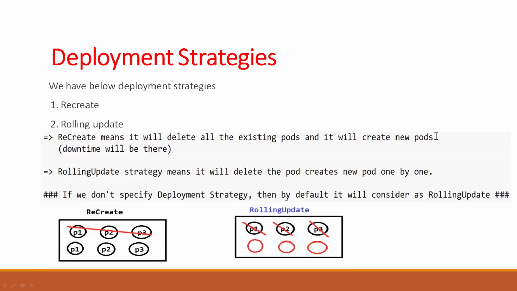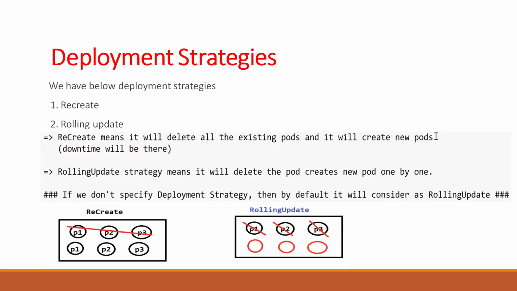So what are the deployment strategies? We have the following deployment strategies: recreate and rolling update. Recreate means it will delete all the existing pods and create new pods. Downtime will be there. A rolling update strategy means it will delete the pods and create new pods one by one.